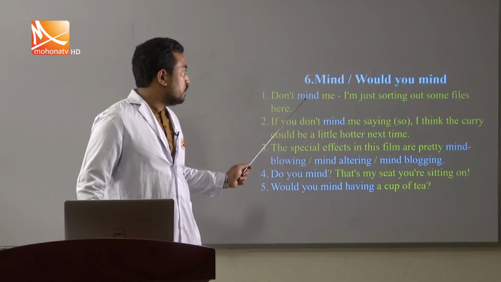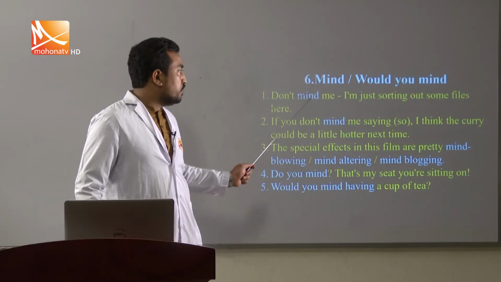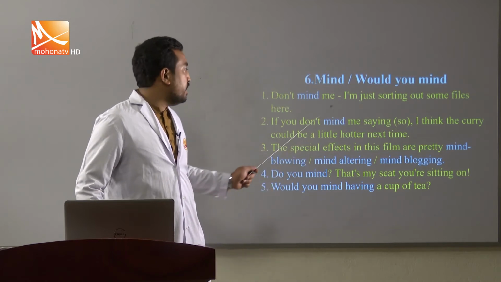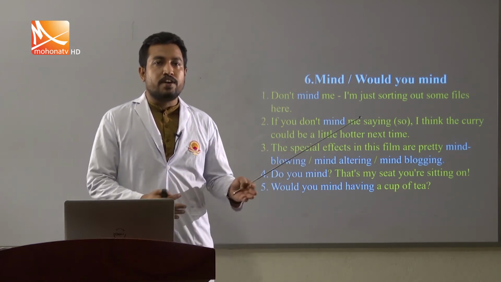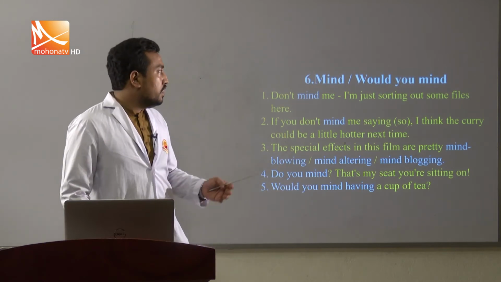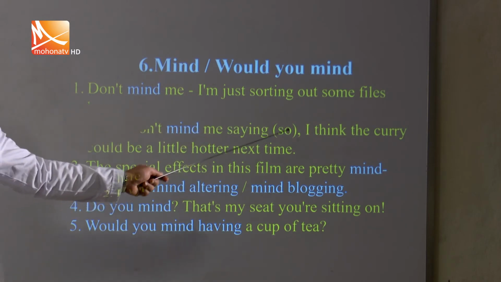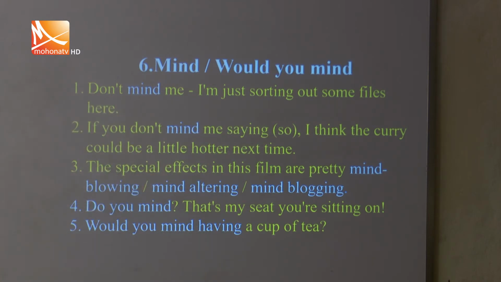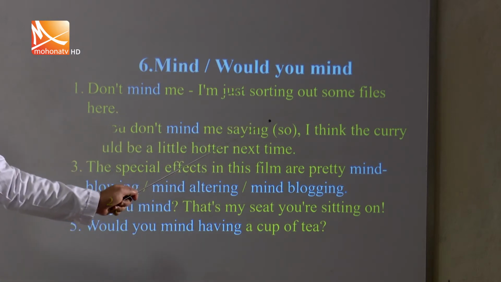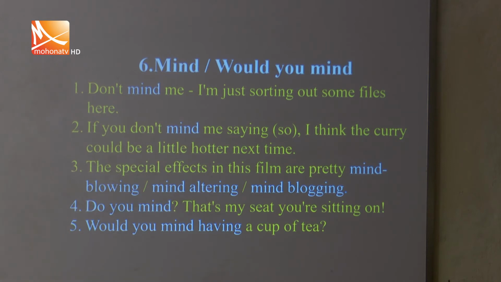Don't mind me. So, here mind is a verb. Don't mind me, I am just sorting out some files here. Don't take it otherwise. Okay? If you don't mind me saying so, I think the curry could be a little hotter next time. So, this is a kind of suggestion in a formal way. In a formal way we are saying, if you don't mind me saying so, I think the curry could be a little bit hotter next time.